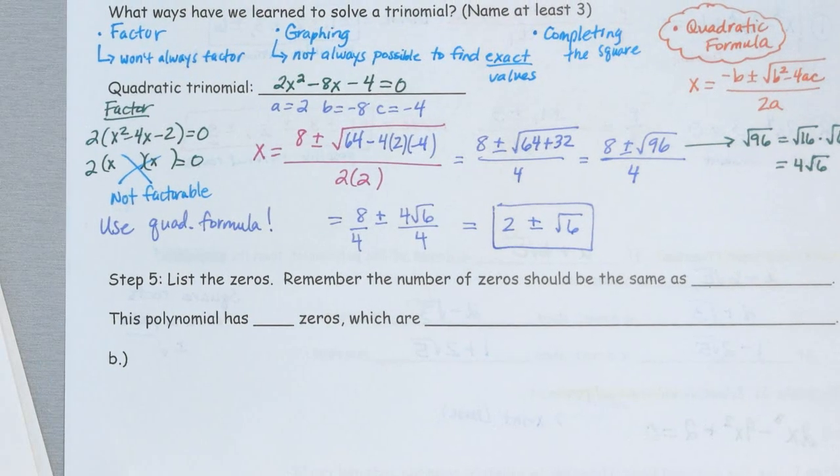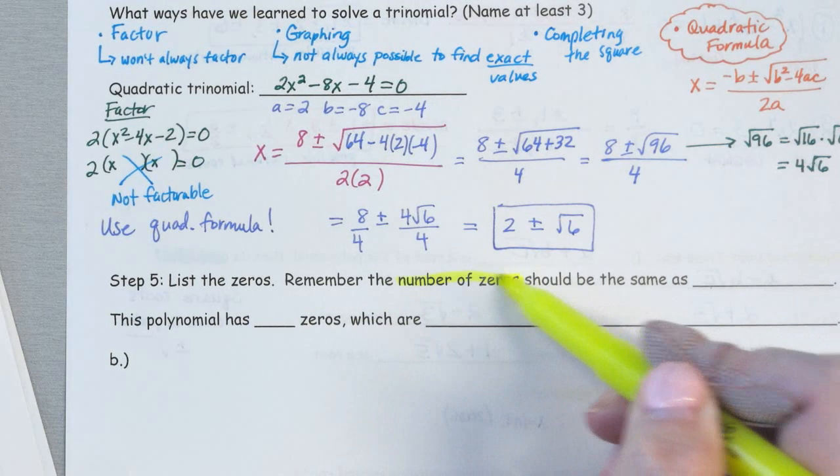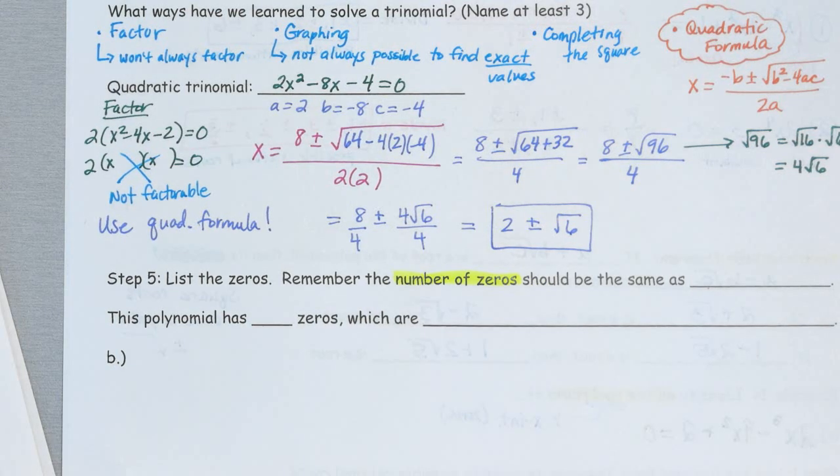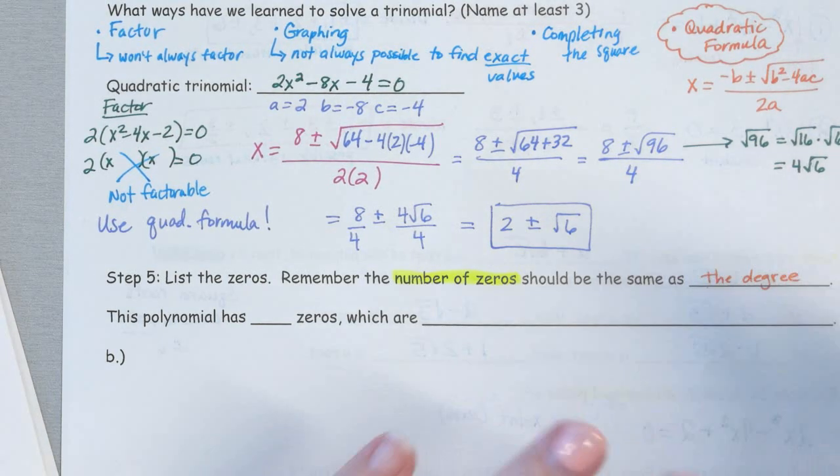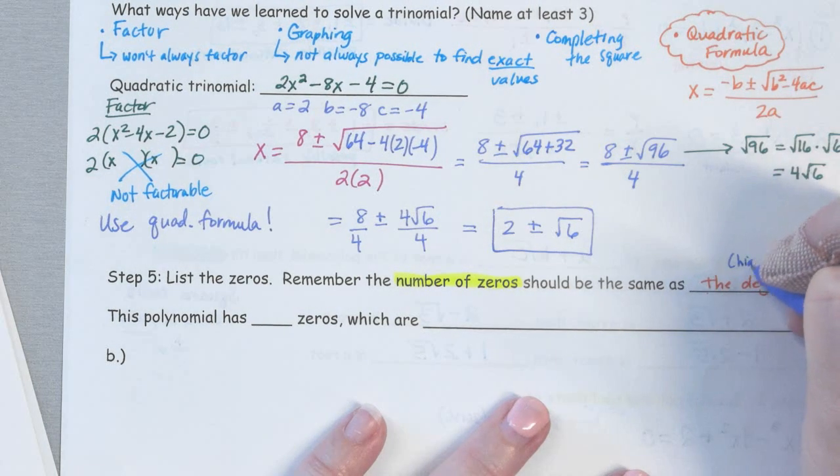Okay, so what we're going to do is we're going to list the zeros. And remember that the number of zeros should be the same as what? The degree. And remember, the degree is the same thing as the what? Yes, good. Okay, so the degree is the highest exponent, so remember that.